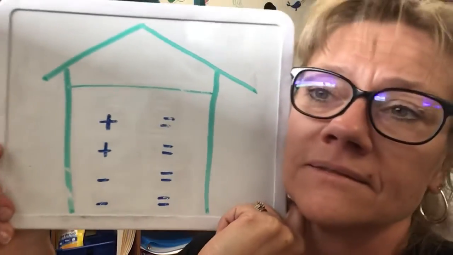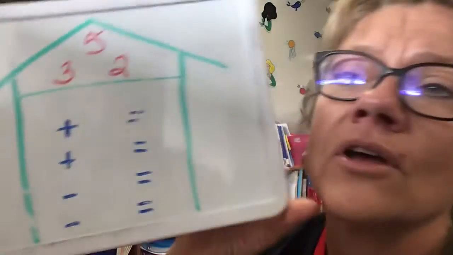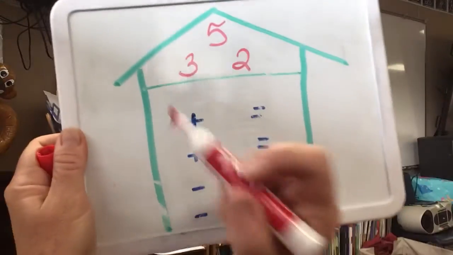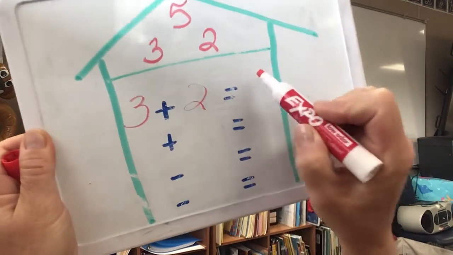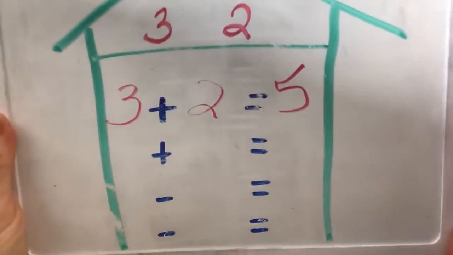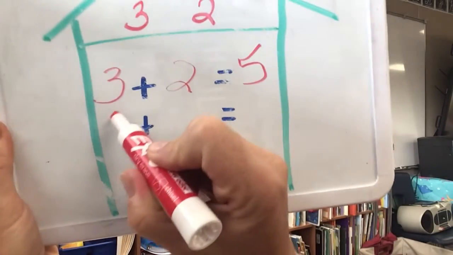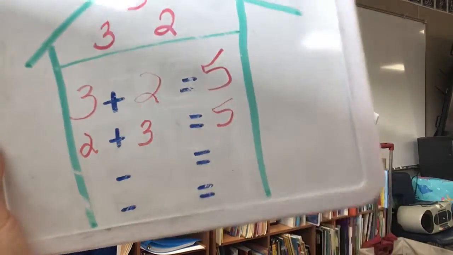Fact family. Families live in a house or an apartment. If you have the numbers 3, 2, and 5, those are the numbers you're going to use in your fact family. So we know that 3 plus 2 equals 5. We also know if we switch those numbers, we have 2 plus 3 equals 5.